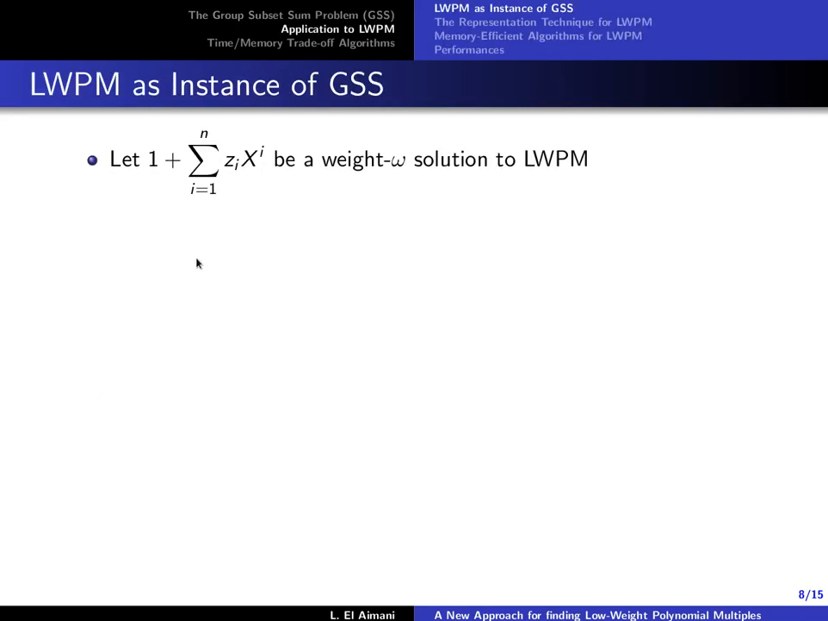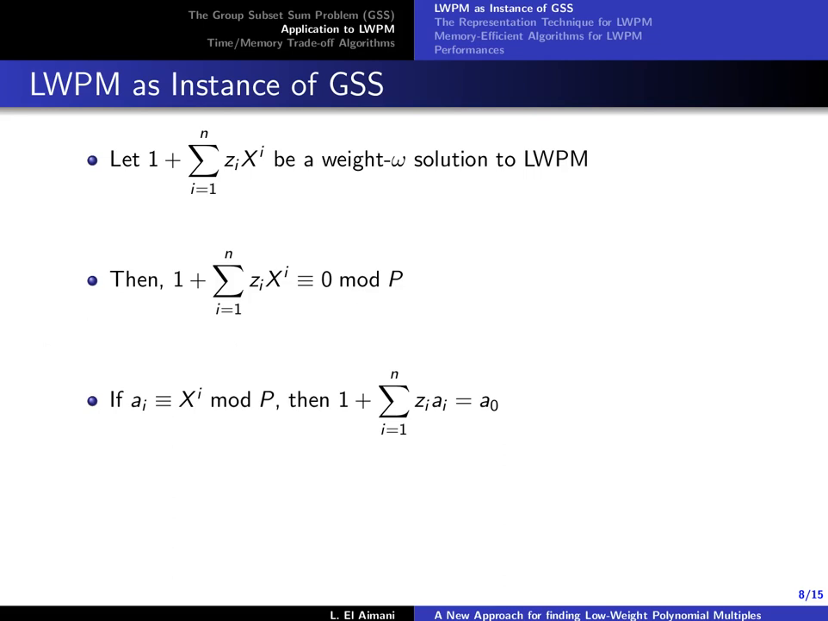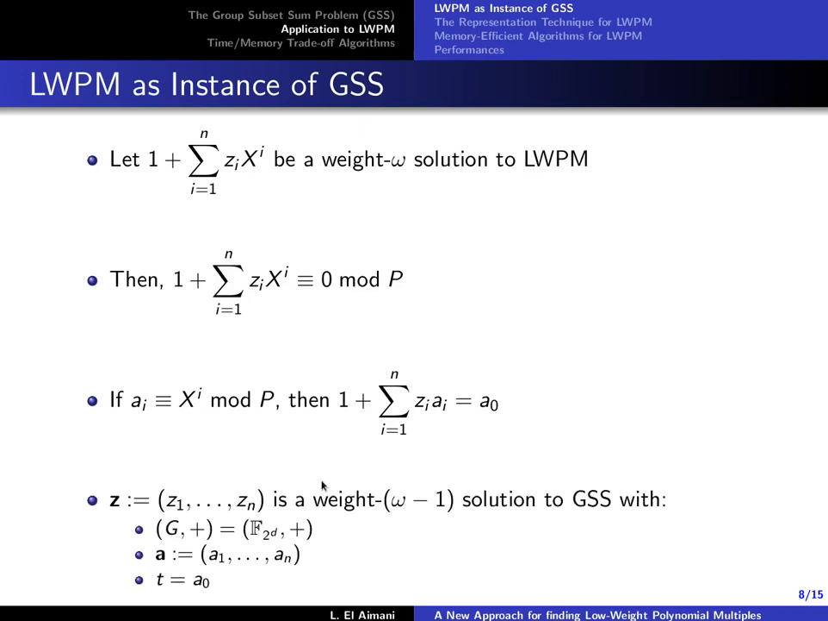Now back to our low-weight polynomial multiple problem. Let this polynomial be a weight omega solution to the low-weight polynomial multiple problem. This means that this is a multiple of p, then we have this congruence. Now, if we denote by ai the residues x to the i mod p, then this congruence is equivalent to this equation. Now it's easy to see that the vector z, with the coordinates z1 up to zn, is a weight omega minus 1 solution to the following instance of the group subset sum problem.